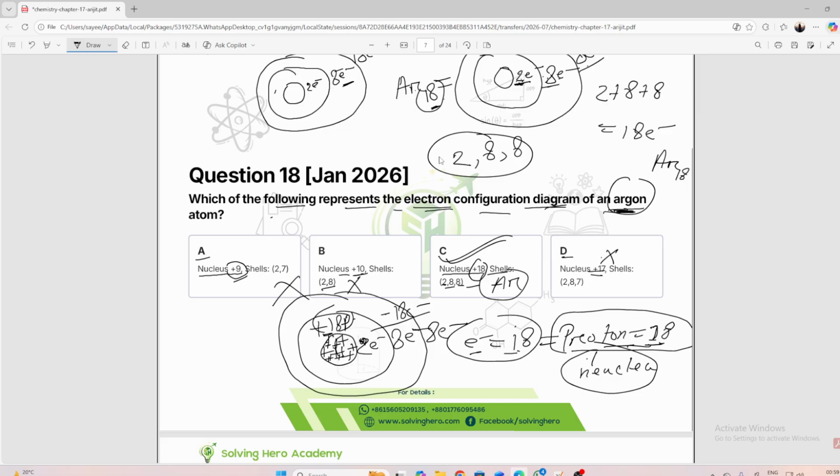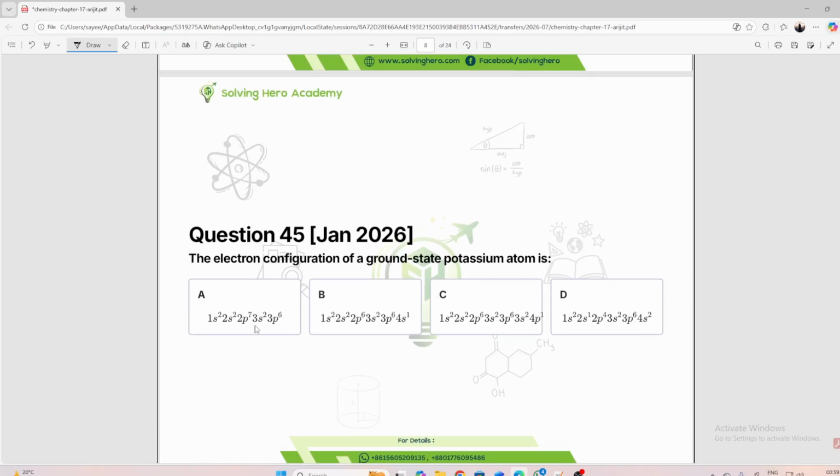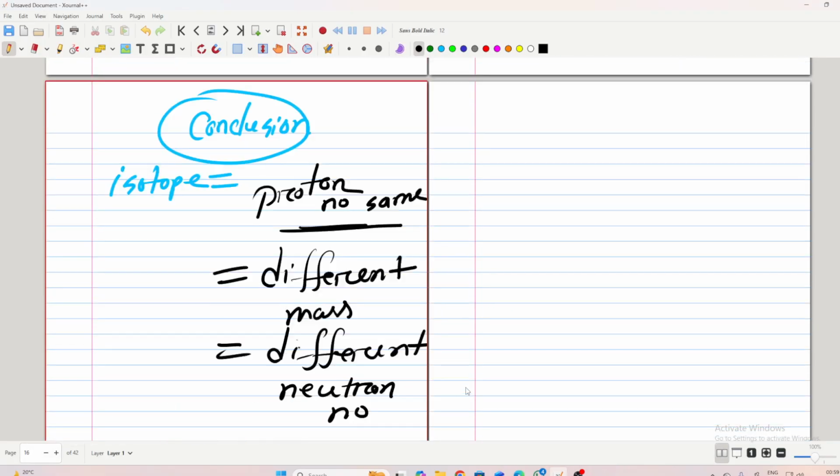See, 2 electrons, then 8 electrons, then 8 electrons: 2, 8, 8. Am I clear? So the next question, number 45: the electron configuration of ground state potassium. What did I say? Ground state potassium. So let me take a page; we learn about potassium.